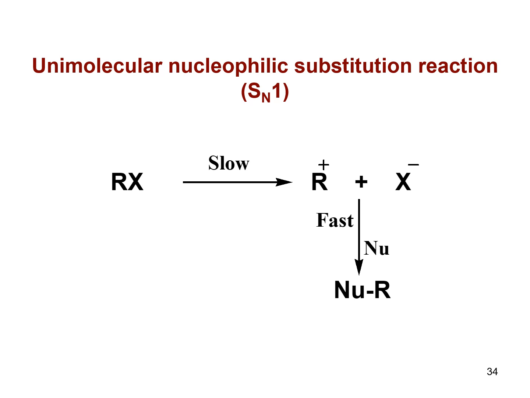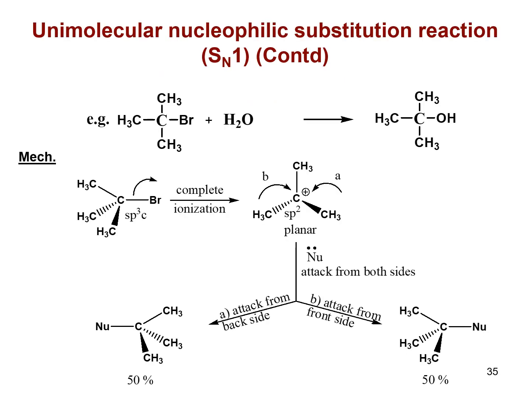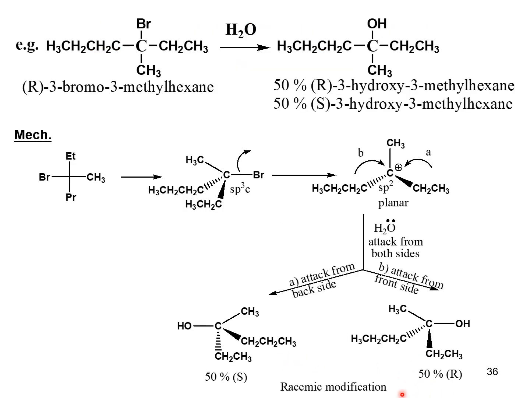In case of the unimolecular substitution reaction, as we have said, the halogen leaves first, putting a full positive charge on the carbon, which will then be attacked by the nucleophile, giving your product. The slow step involves only the alkyl halide. And as we have said, we have attack from both sides. It will attack from the back side and from the front side, giving 50% of each product, and accordingly, it will give the racemic mixture. So if you are starting with an S, you will end up with 50% S and 50% R. And if you're starting with an R, you will end up with 50% of each again.